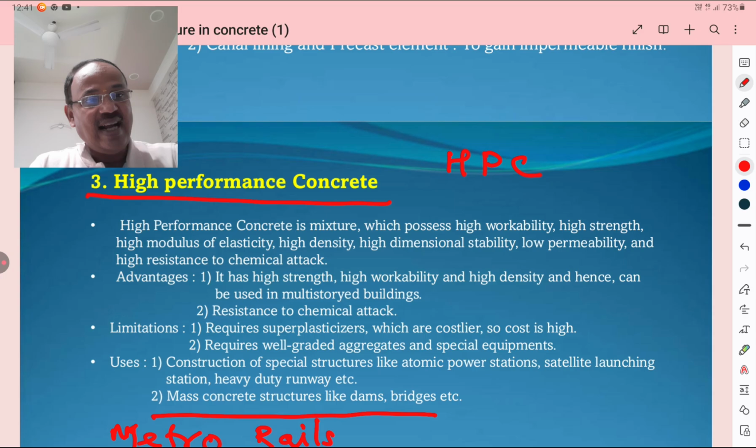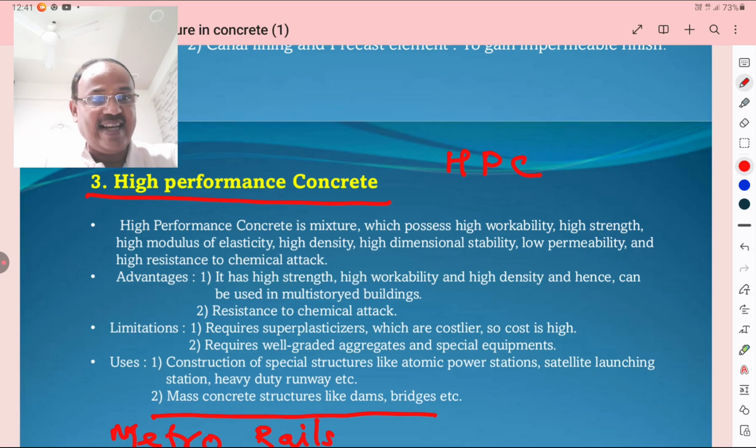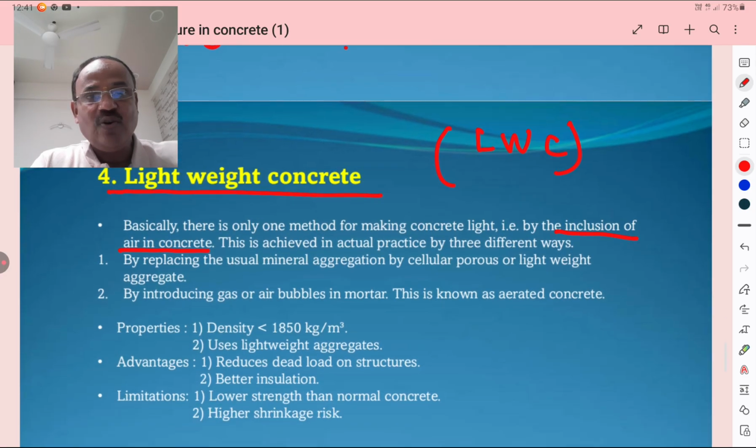Advantages: it has high strength, high workability and high density, hence can be used for multi-storied buildings, and nowadays it is used for metro rails, and it has resistance to chemical attack. What are the limitations? It requires superplasticizers which are costlier, so the cost is high. It also requires well graded aggregates and special equipment. Used in construction of special structures like atomic power stations, satellite launching stations and heavy duty runways. HPC is used for metro rails, and mass concrete structures like dams and bridges.